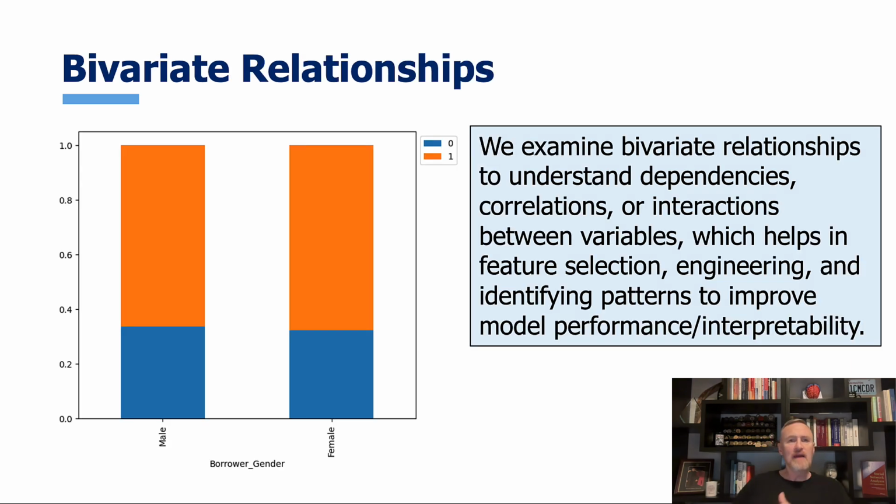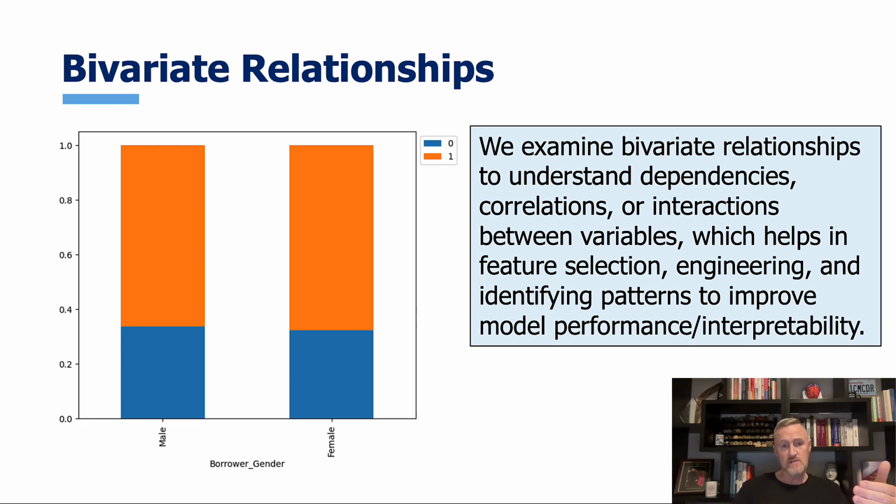We're going to look at bivariate relationships. So these are understanding how data might have patterns together, right? So this is showing you delinquency or non-delinquency between male and female. And so we're just trying to look and see, hey, are there any dependencies in there, right? Is one gender more or less likely to default on a loan? We don't really see any patterns in this data right here.